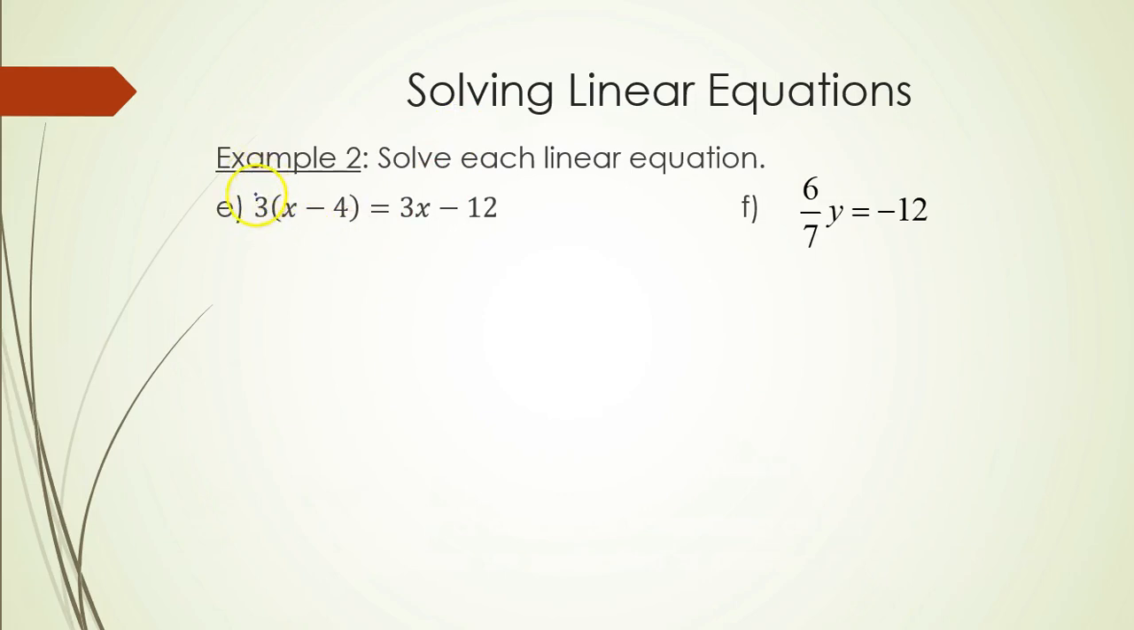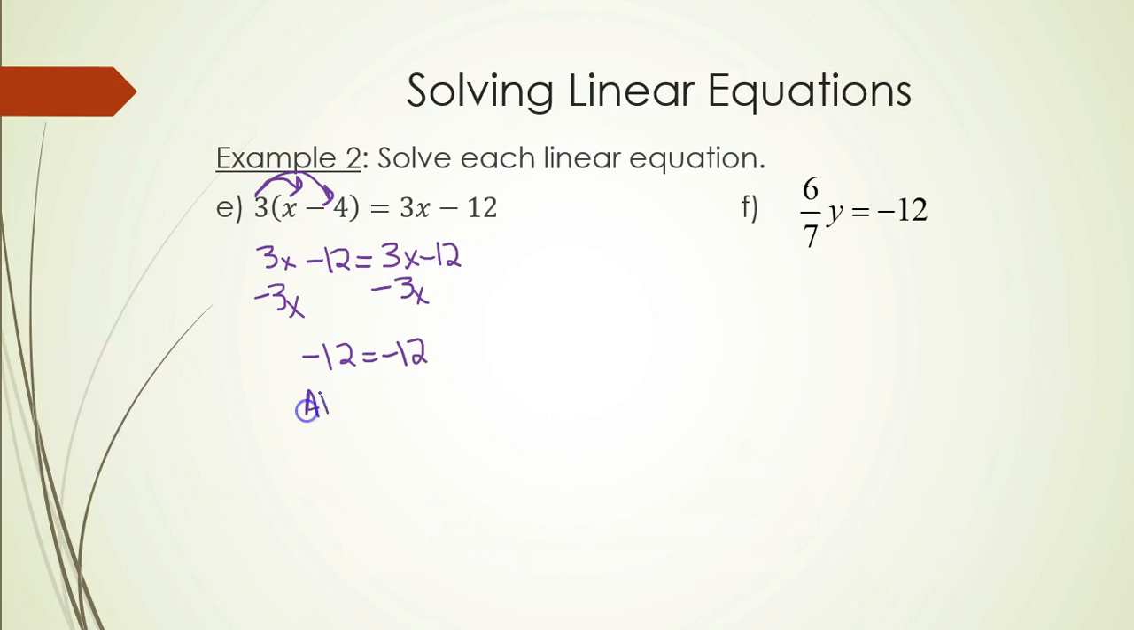In part E, I can now distribute. 3 times x is 3x. 3 times negative 4 is negative 12. We get 3x minus 12 equals 3x minus 12. This seems a little bit weird, but the moment we take away 3x from both sides, we're actually left with negative 12 equals negative 12, which is always true.